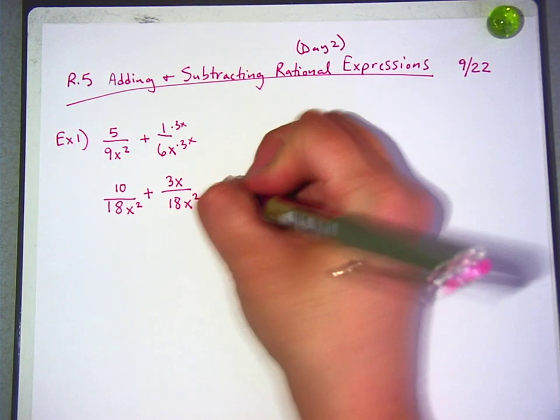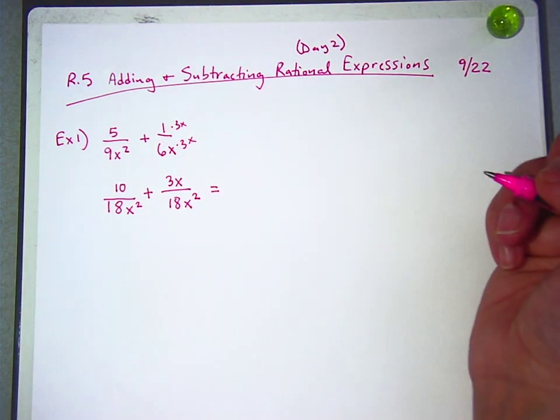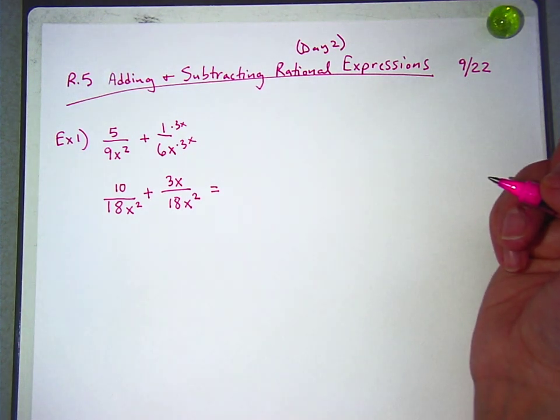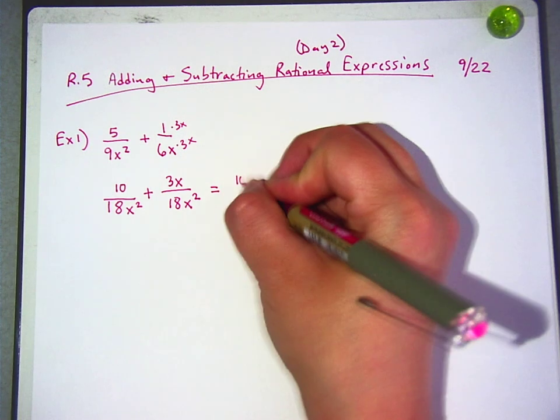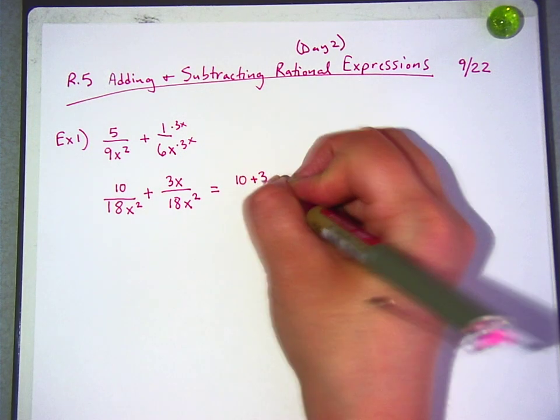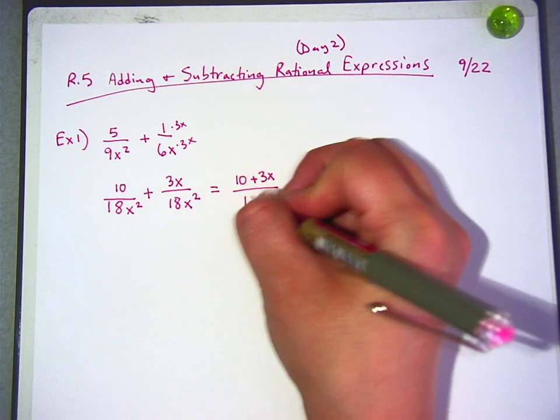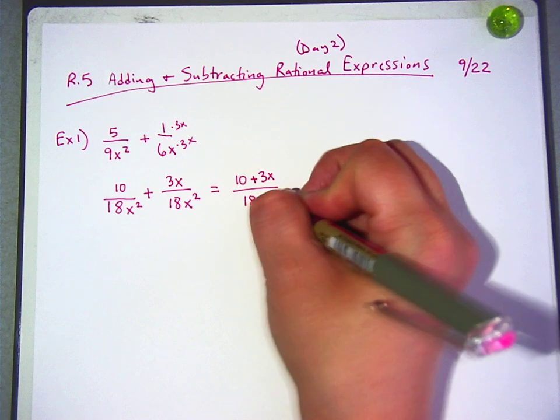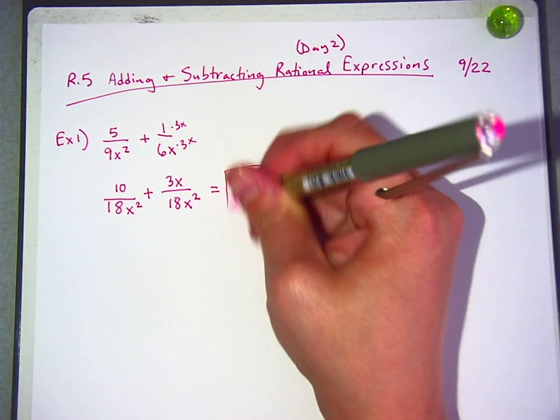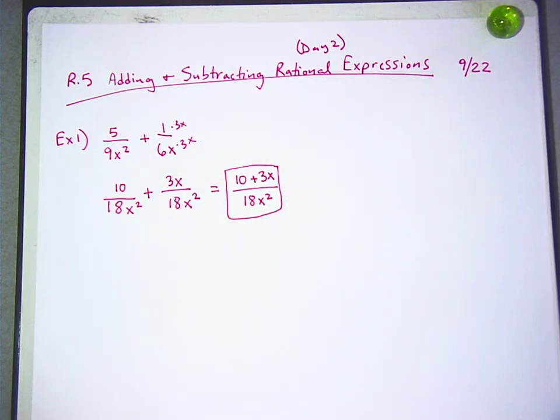Okay, and now we combine them. What's 10 plus 3x? Nope. 10 plus 3x, you can't combine them. And on the bottom is 18x squared. And that's it. Everybody remember why you can't combine those two? One is an x, one doesn't, yep. Different terms, not like terms.